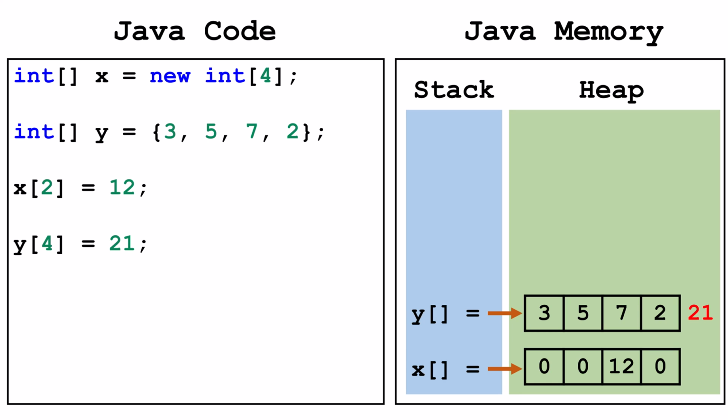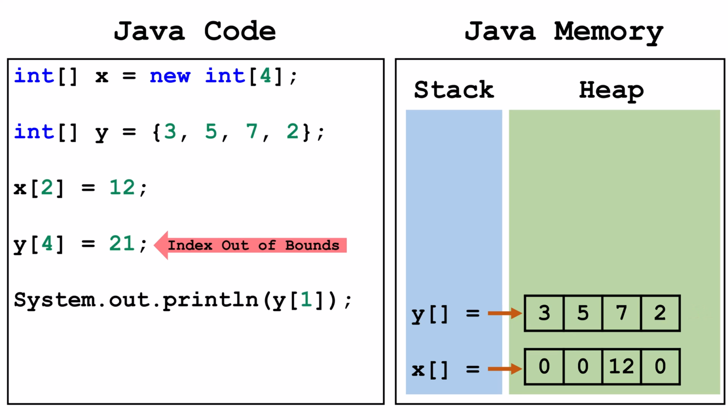We start counting at 0, so in an array of size 4, there is no index 4. We get an index out of bounds exception, and the program crashes. This line of code will print out whatever value is in y, index 1. In this case, it's 5.